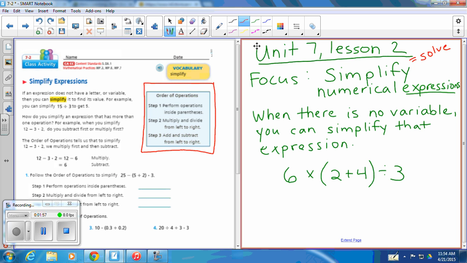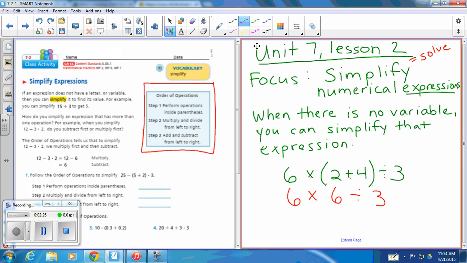Okay, so with this one, we know what all of these are. We know these operations include multiplication, addition, and division, and then we know there's a set of parentheses involved. Those are all things that we're familiar with. So with order of operations, if you look back on page 241 here, step 1 says perform operations inside parentheses. We have parentheses, so we're going to do that part first. 2 plus 4 is 6.